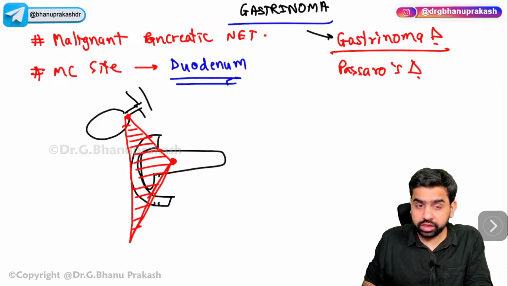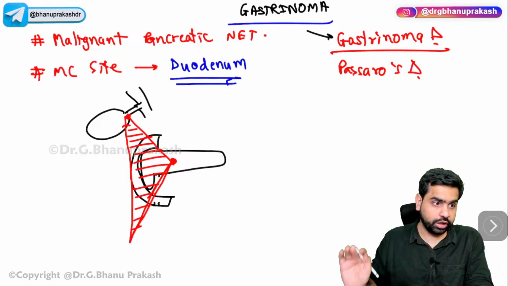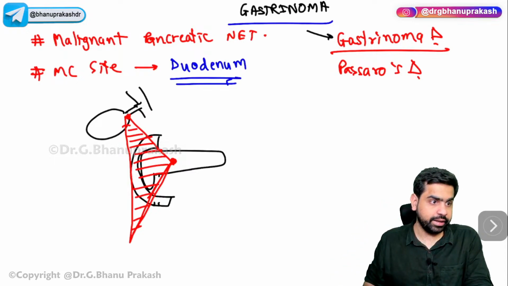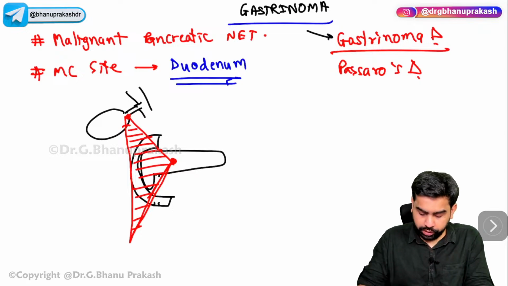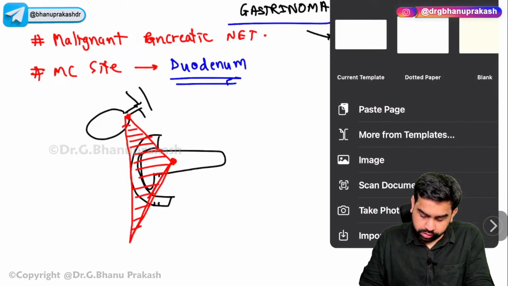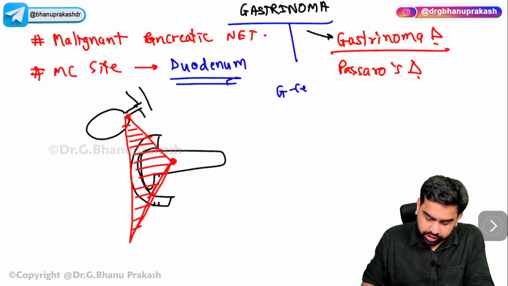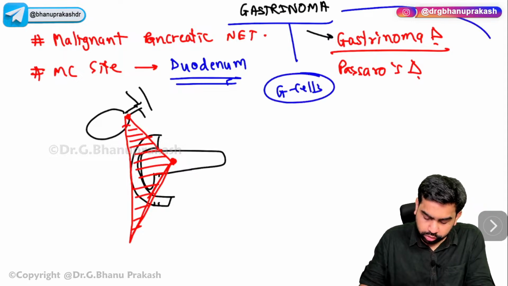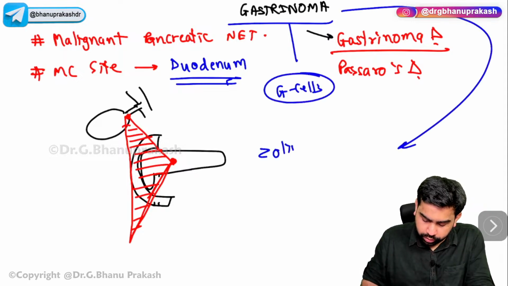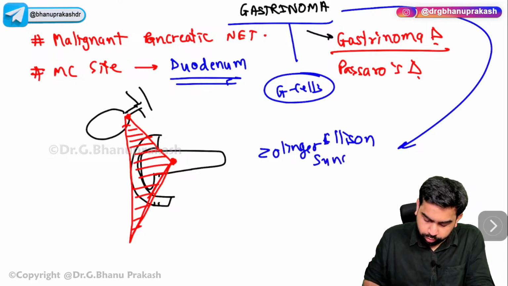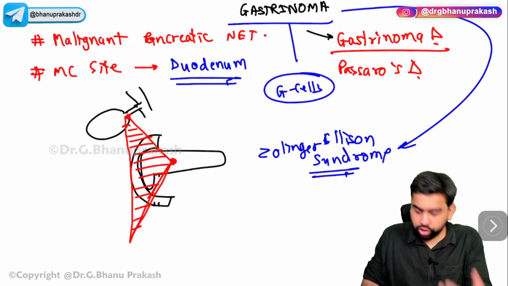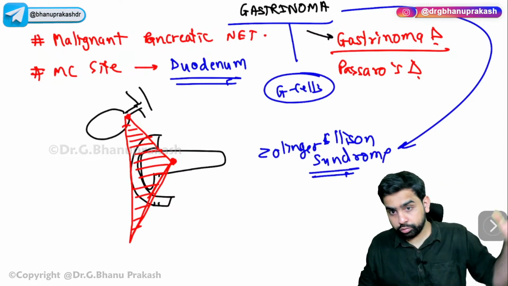Am I making some sense to you guys? So please try to understand Gastrinoma triangle or the Passaro's triangle. This is what you basically get in these particular patients. Got it? Now what about the diagnosis? If there is a patient with a Gastrinoma, what is the investigation of choice? This is a tumor arising from the G cells, and Gastrinoma is also referred to as Zollinger-Ellison syndrome. So Zollinger-Ellison syndrome and Gastrinoma are one and the same thing.